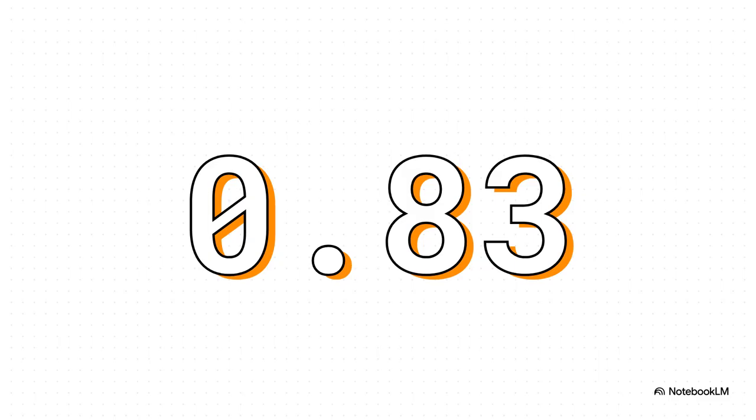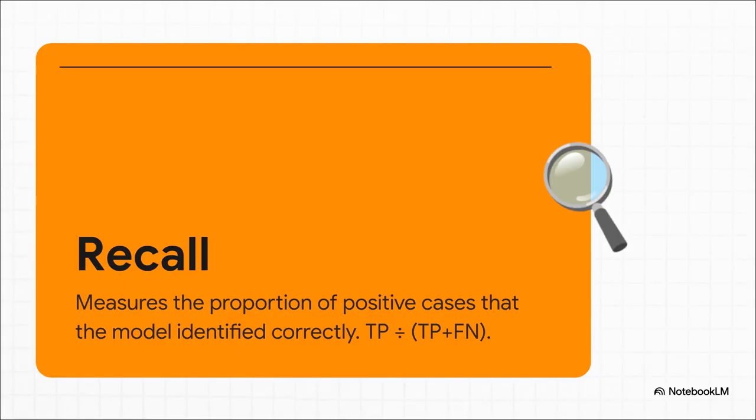But here's the question you have to ask. If that other 17% it got wrong is a person who needs medical treatment and doesn't get it, is 83% really good enough? This is why accuracy on its own can be really misleading. And that brings us to a metric that, for our case, is way more important.